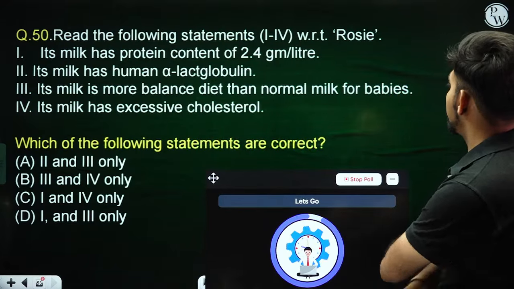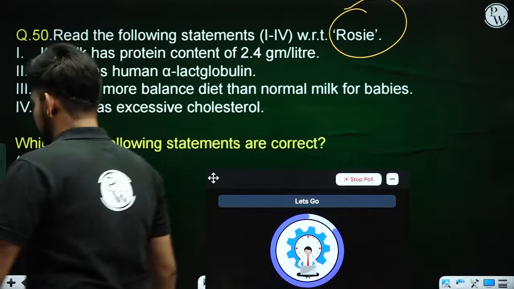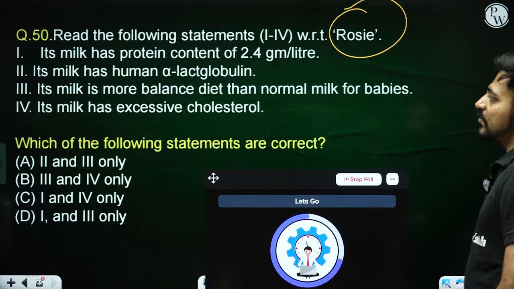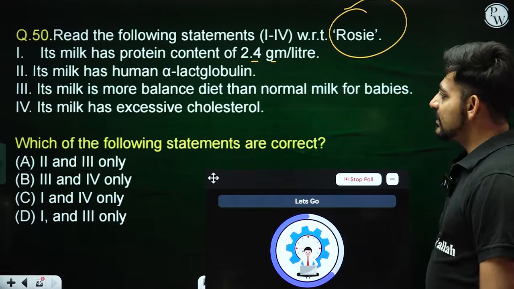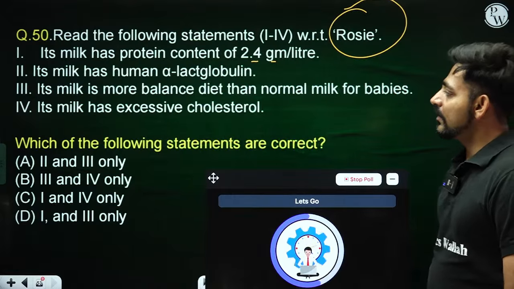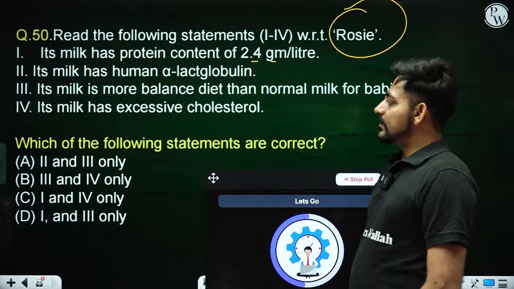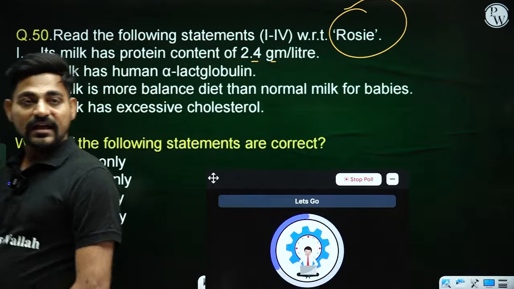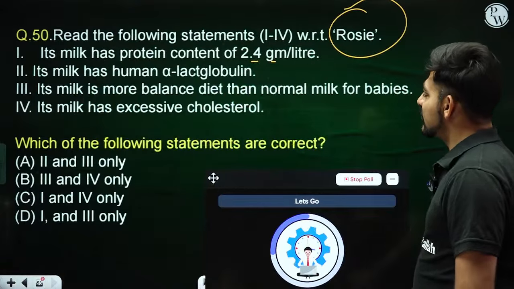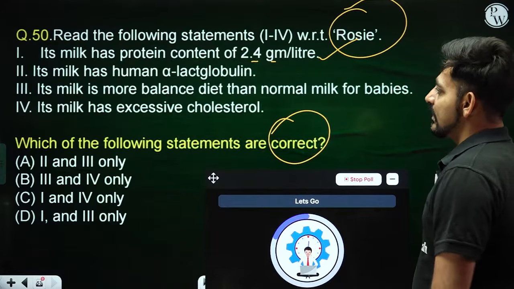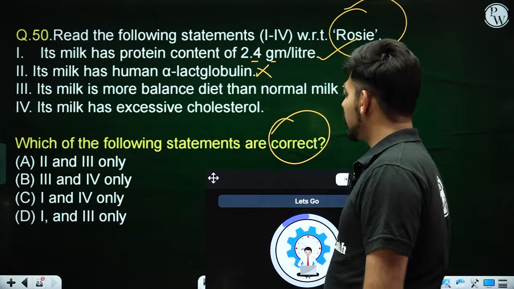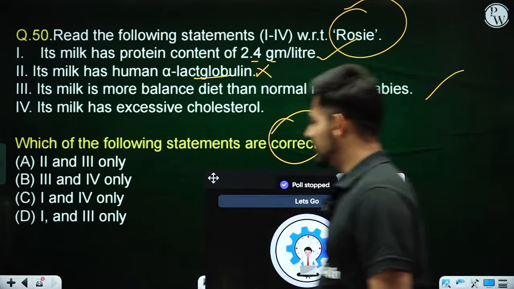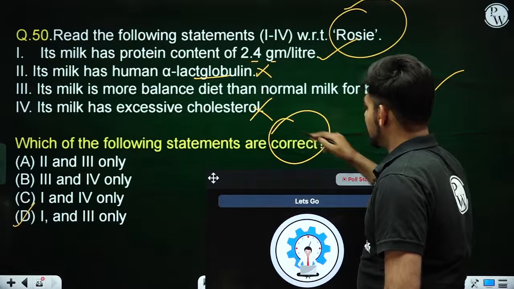We need to talk about Rosie, the first transgenic cow. Its milk has protein content of 2.4 gram per liter. Its milk has human alpha lactoglobulin. Its milk is more balanced diet than normal milk. Its milk has excessive cholesterol. Okay, so I'm getting the answer as option D. Its milk has protein content, that is right. You have to find out the correct options. Its milk has human alpha lactoglobulin, that's wrong, it has lactalbumin. Its milk is more balanced diet, that is also right. So 1 and 3 are right, and milk has excessive cholesterol, that's also false.